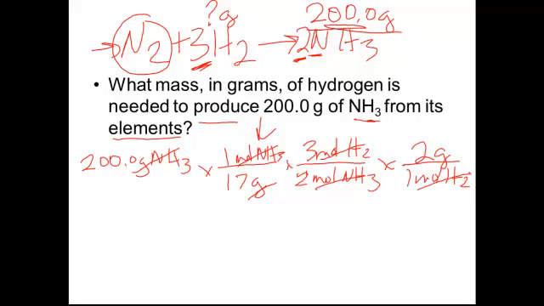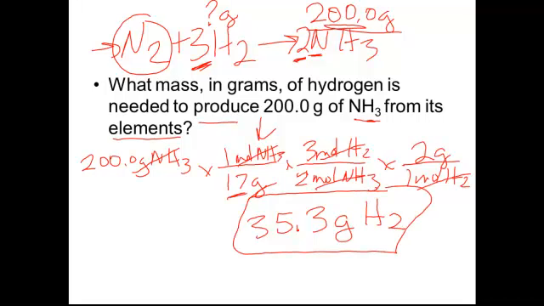And now we can take 200.0 grams, divide it by 17, multiply by 3, divide by 2, and then multiply by 2. And my final answer comes out to be 35.3 grams of hydrogen. So again, the question was, how much hydrogen do you need to make 200 grams of ammonia? You only need 35.3 grams of hydrogen.